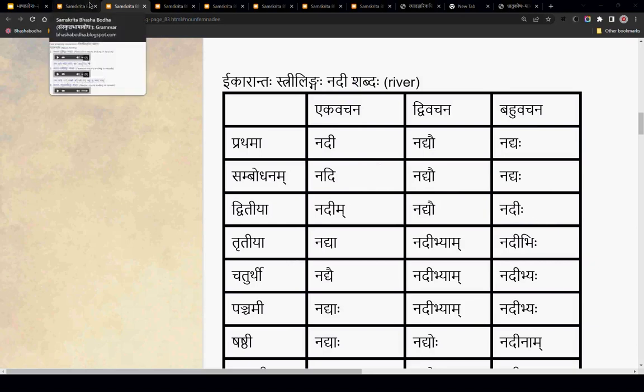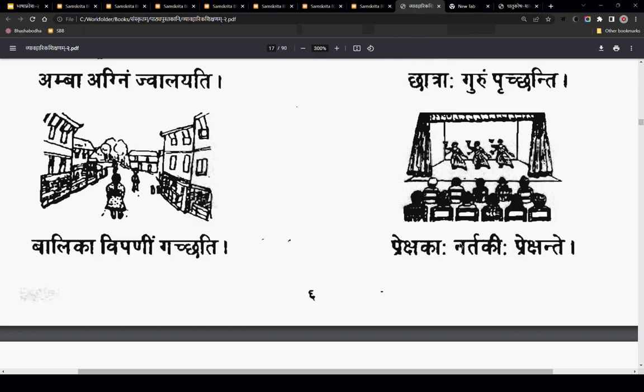That's what is used here: Prekshakaha Nartakihi Prekshante. Now, Prekshante is what form? Atmanepadi or Parasmaipadi? Atmanepadi. Prekshante. Nartakihi Prekshante. Prekshante means the audience watches. They watch, they see.